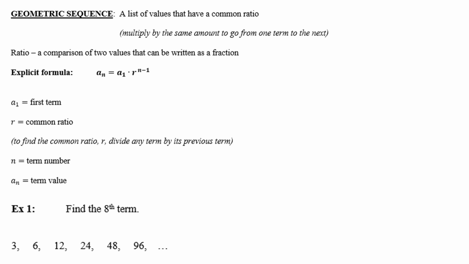Basically, you're multiplying by the same amount to go from one term to the next. So what does it mean to have a common ratio? What does it even mean to have a ratio? A ratio is a comparison of two values that is usually written as a fraction. For example, when we talk about speed, you're telling me that we're going 50 miles per hour. The two things that we're comparing here are distance, miles, over time, hours.